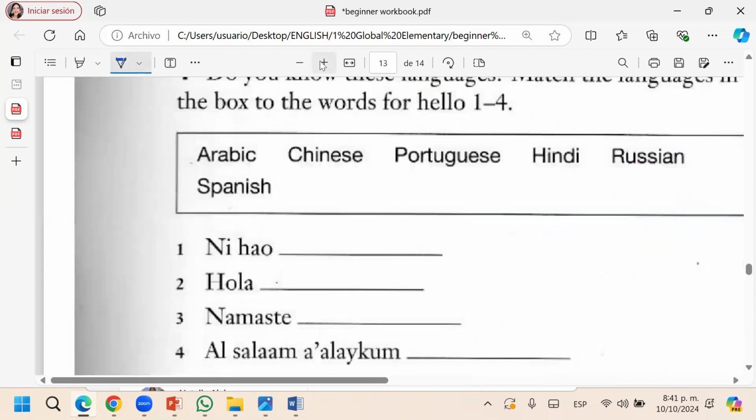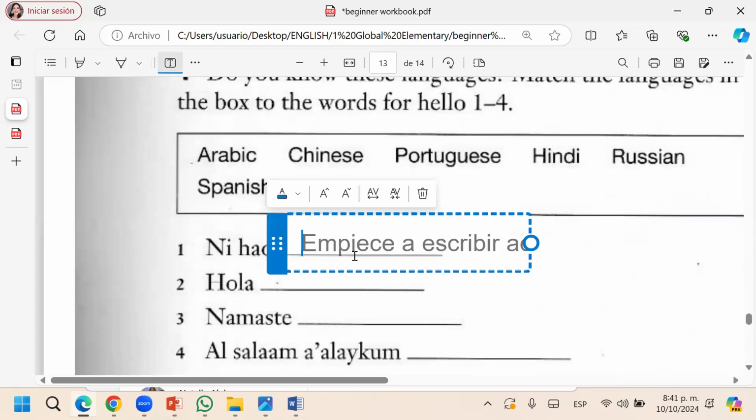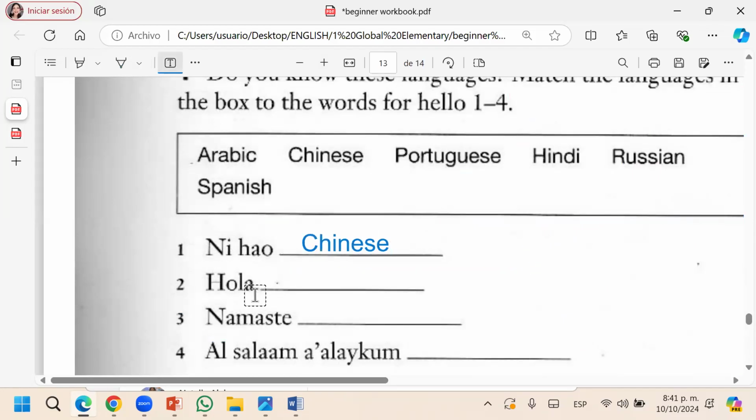Here, look at this. Ni hao. What language is this? Chinese. Yes, Chinese. Hola, of course, is Spanish.